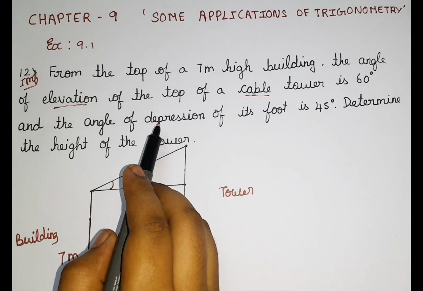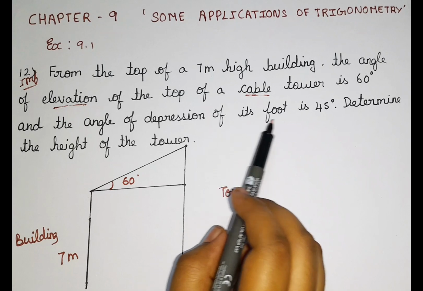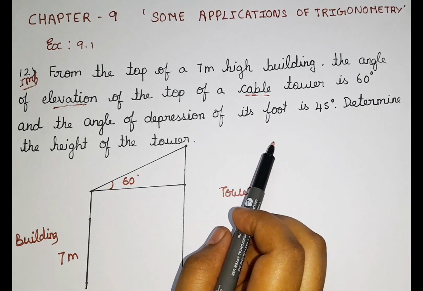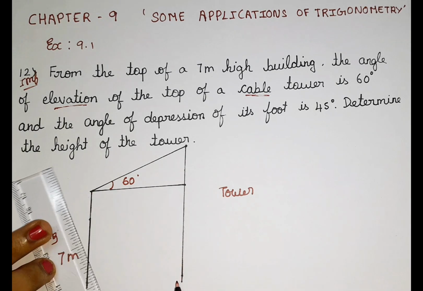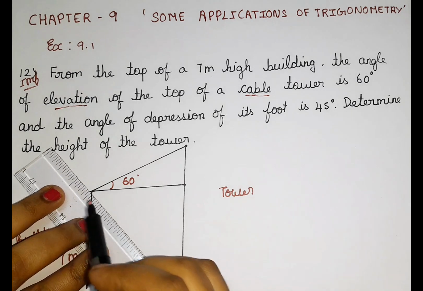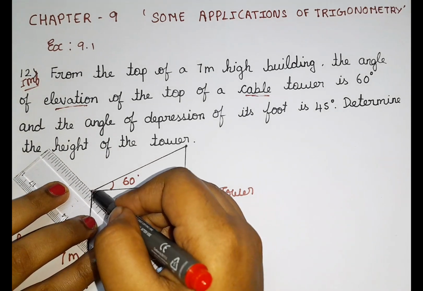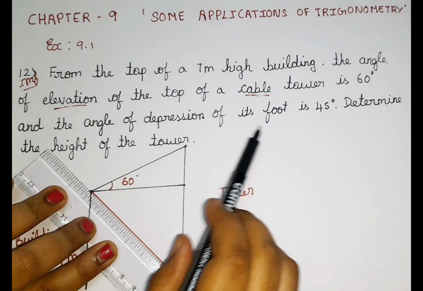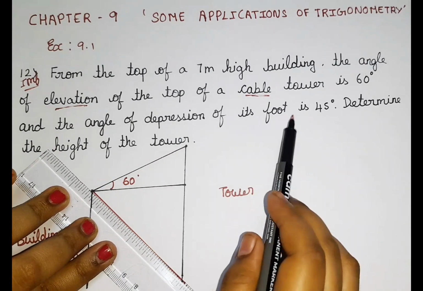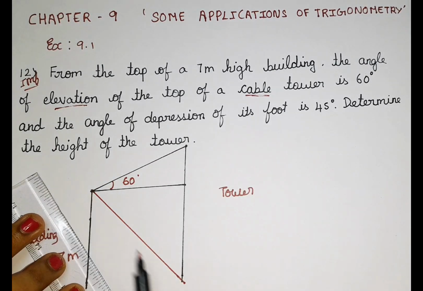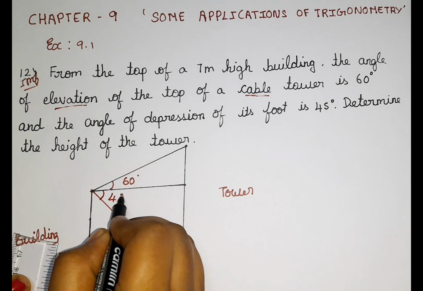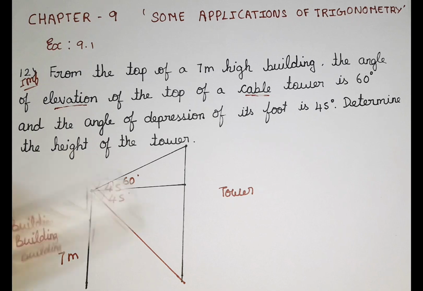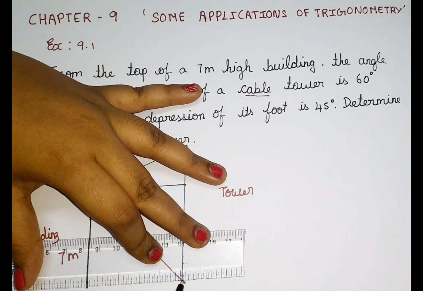And the angle of depression of its foot is 45 degrees. What is the meaning of angle of depression? Angle of depression means, from here it will come till the end, from the top of the building to the foot of the tower. They mentioned here, isn't it, the angle of depression of its foot. So from the top of the building to the foot of the tower, the angle is 45 degrees. Now we can draw the ground level here as well.